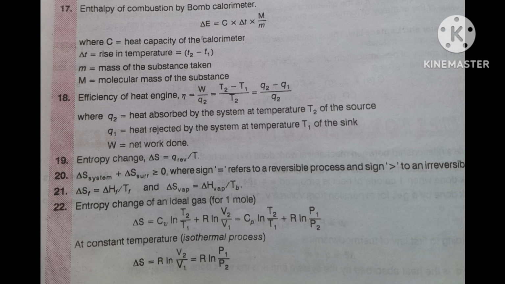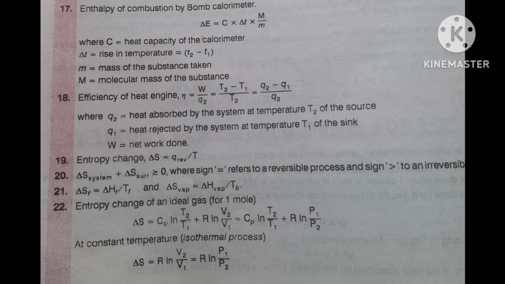that is the isothermal process. At constant temperature, then temperature term will not be there, because temperature is constant, isothermal process. Hence temperature term will not be there. Means first term will not be there. Cv into ln T2 upon T1 will not be there. Then what will be there? Only R ln V2 upon V1 will be there.